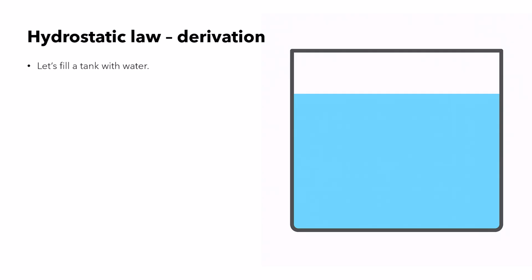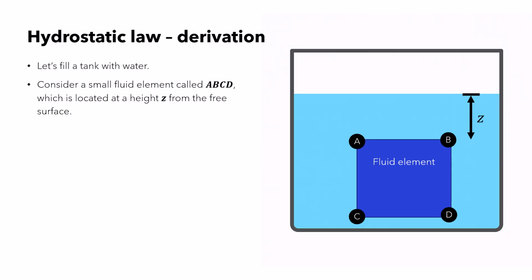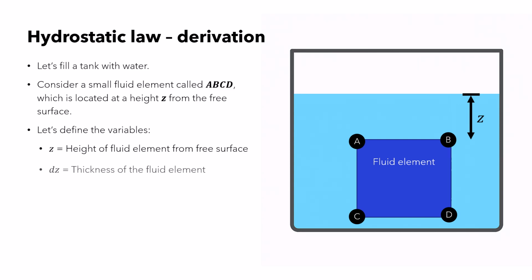Let's fill a tank with water. Consider a small fluid element called ABCD, which is located at a height Z from the free surface. Let's define the variables. Z is equal to the height of the fluid element from the free surface. dz is equal to the thickness of the fluid element.